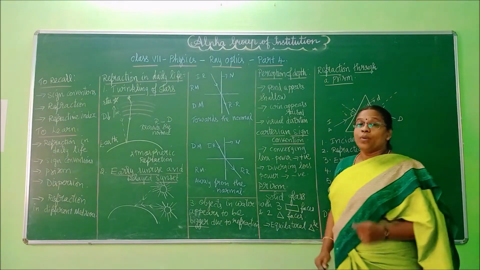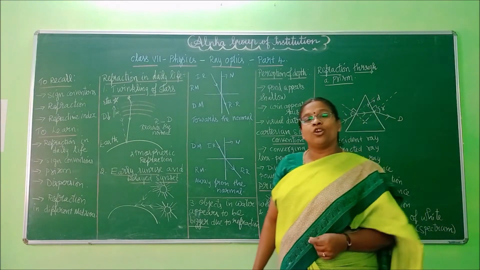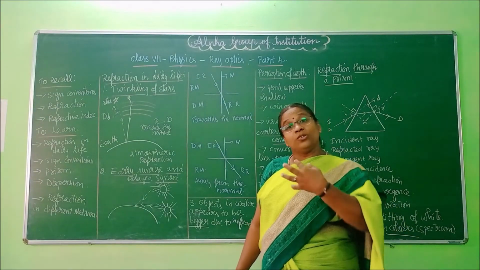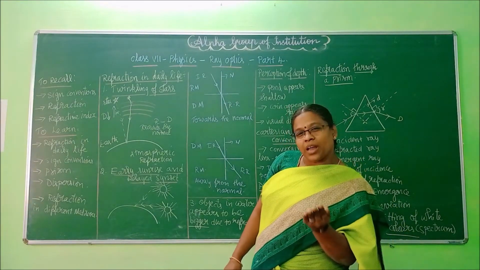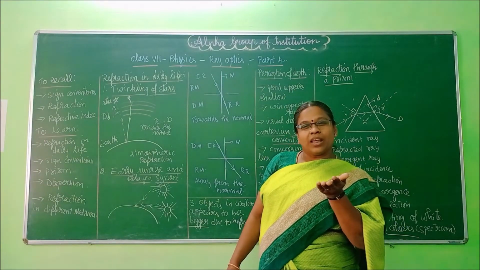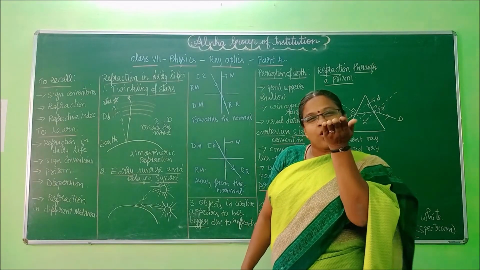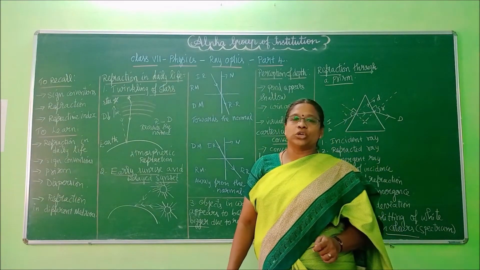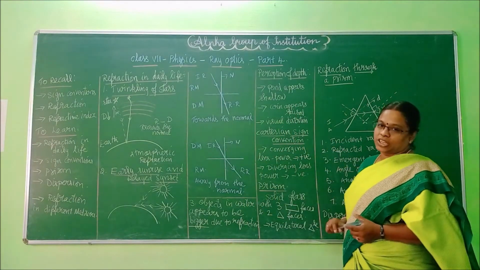Now, when there is a coin inside a vessel of water, when you see from outside, the coin appears to be a little raised from its position. It will be like it is there on the top of that base. So that is also due to refraction, right?